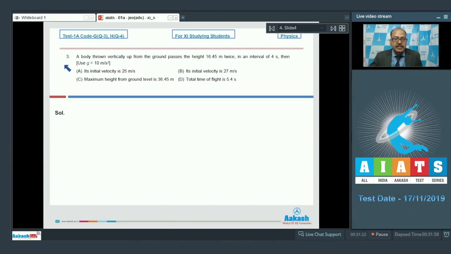Question 3 says a body thrown vertically up from the ground passes the height 16.45 meter twice in an interval of 4 seconds. Then its initial velocity is this much, maximum height from ground level is this much, and total time of flight is 5.4 seconds.